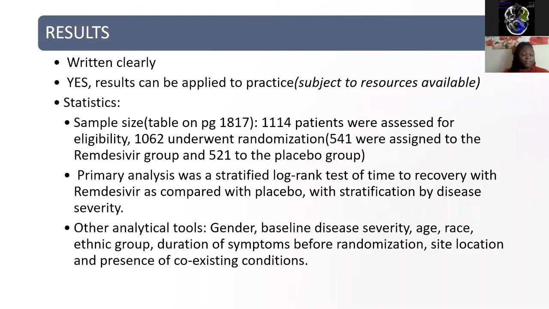There are a lot of line graphs where they looked at the time to recovery with Remdesivir as compared with placebo. It was a stratified log rank test of time to recovery. Basically, the log rank test was used because they were comparing Remdesivir and the placebo with the time of recovery. And for the other analytical tools, going through the paper, they've stated the use of gender. They listed the baseline disease severity, age, race, ethnic group, duration of symptoms before randomization, the site location, and presence of coexisting symptoms.